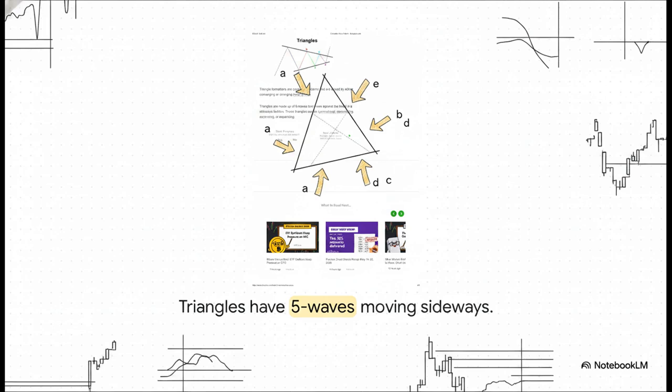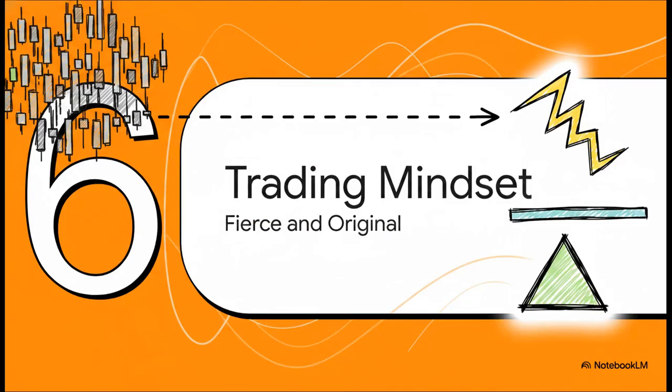Unlike the standard 3-wave ABC stuff we just saw in the flats and zigzags, these triangles are actually made of 5 waves, labeled A, B, C, D, and E, grinding sideways against the trend. Depending on the angle of those boundary lines, they can be symmetrical, descending, ascending, or expanding. But what it really represents is a massive tug-of-war between buyers and sellers before that primary trend finally rips back into action. Section 6. Fierce and original trading.